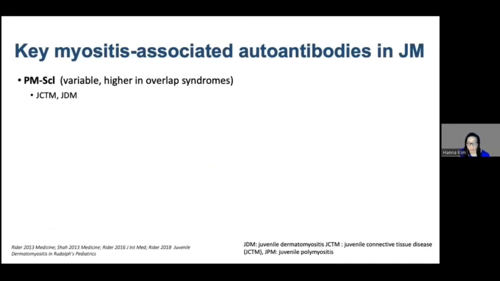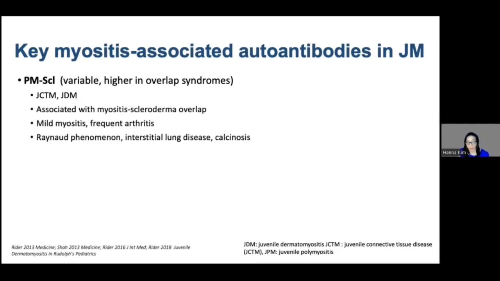The first one I'll mention is PM-Scl. The frequency of this is variable, more frequent in overlap syndromes, but it can be seen in both overlap myositis and juvenile dermatomyositis. It's associated with a myositis-scleroderma overlap, as you might expect. The myositis is less severe and there is more frequent arthritis, or inflammation in the joints. There's Raynaud's phenomenon, interstitial lung disease, and calcinosis, which are associated with this myositis-associated autoantibody, which may not be surprising because those are features also seen in scleroderma.